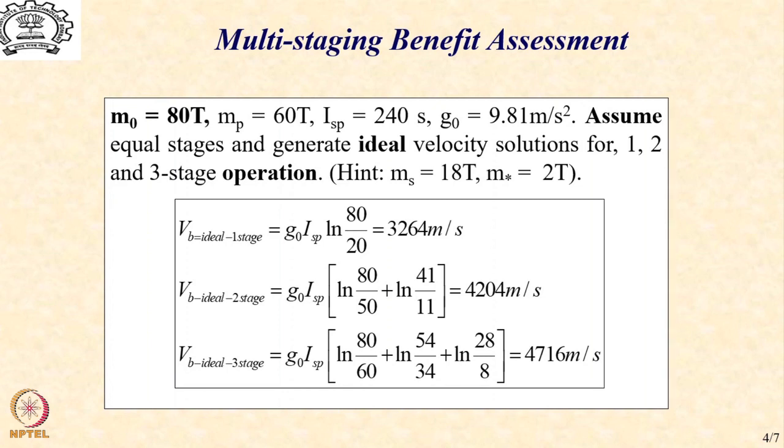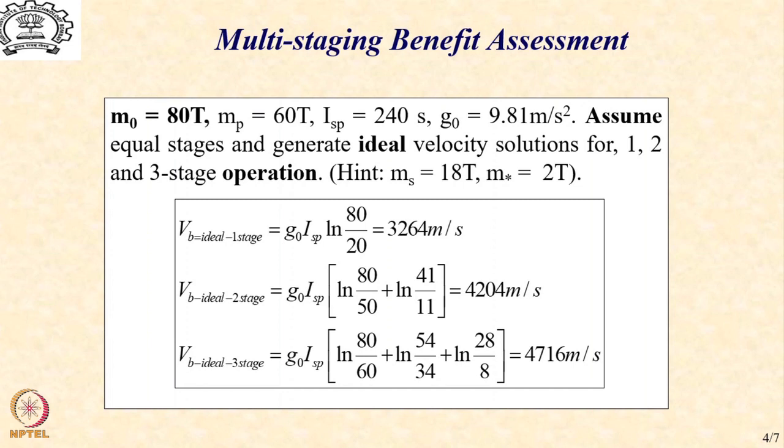You can clearly see that if I were to now do this, let's say for 4 stage or 5 stage, incrementally the inert mass which is connected to the payload will start reducing, and in the limit, if you use infinite stages, the final stage will have only the payload and nothing else. So that will be the most efficient, which means that if you perform this with infinite stages, that's the best possible scenario and you can get a best possible velocity.